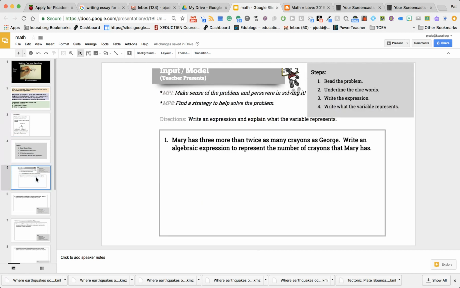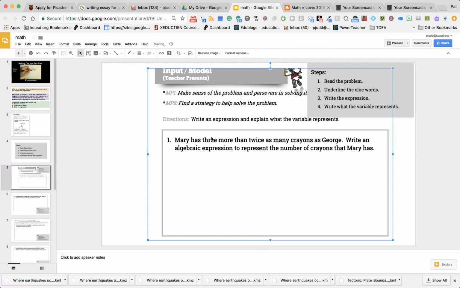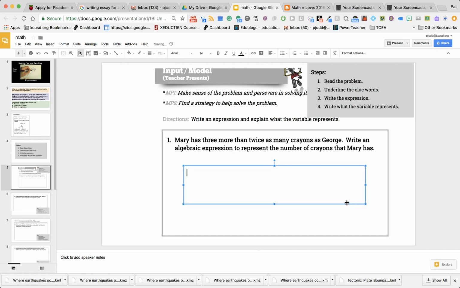So now on to input model. And my first step is read the problem. Mary has 3 more than twice as many crayons as George. Write an algebraic expression to represent the number of crayons that Mary has. Well, I'm going to have to put in a text box here because my pen for this program is not working. And that's difficult because I was going to highlight, but that's not going to work. So I'll just have to move the cursor under.